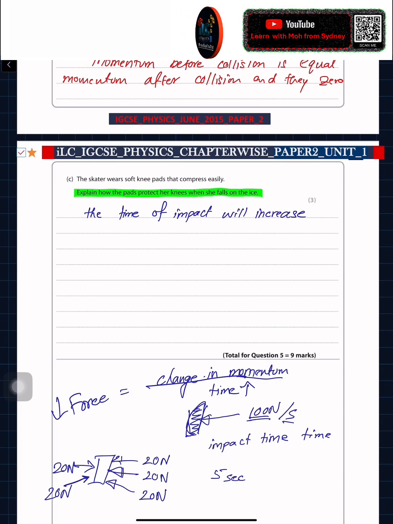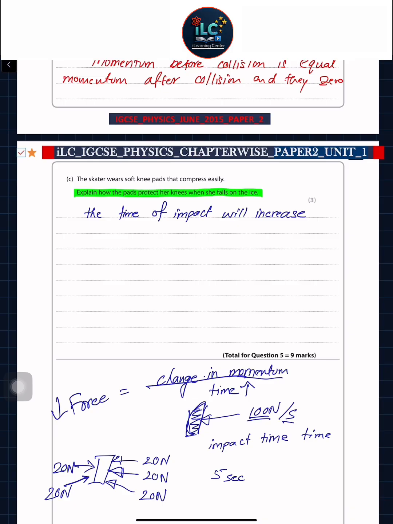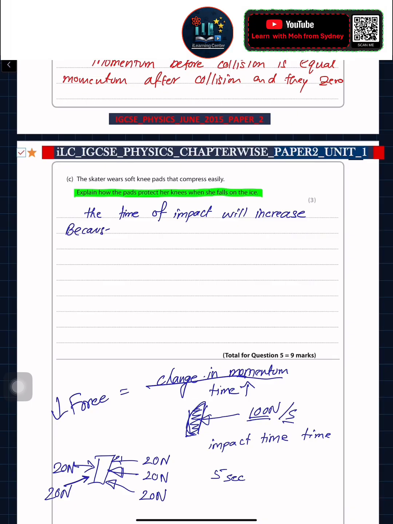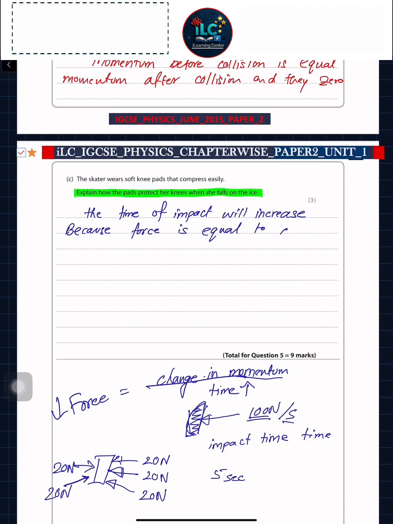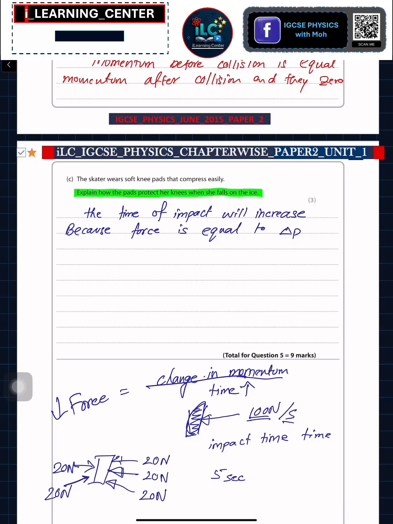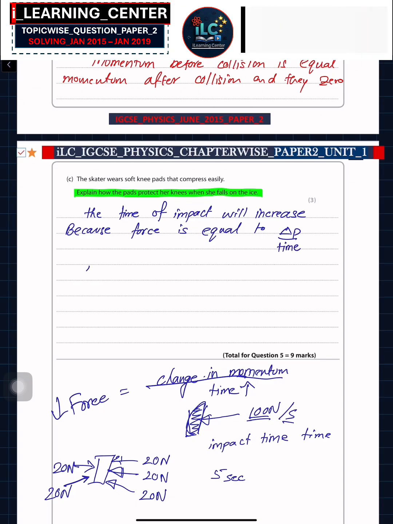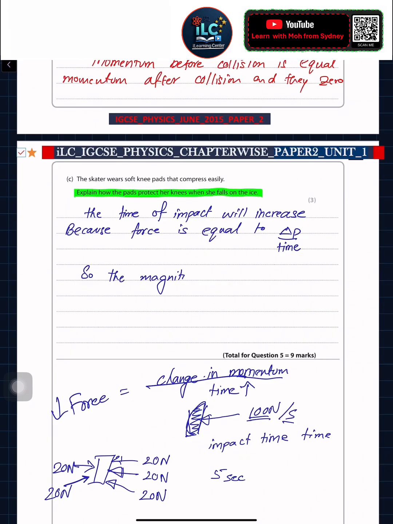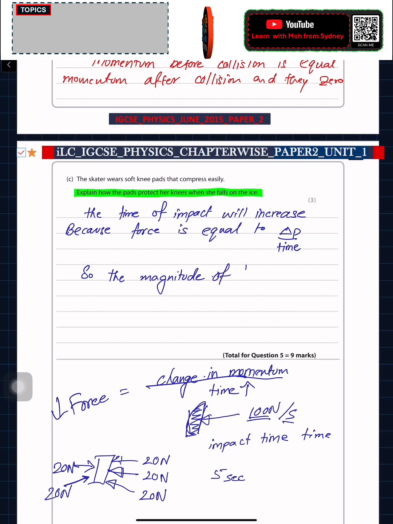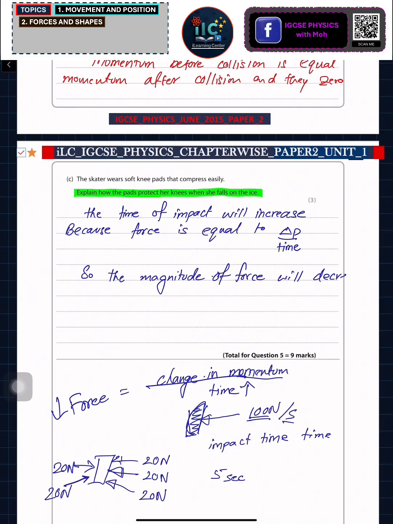and then we'll refer to this formula, because force is equal to change in momentum by time. So the magnitude of force will decrease, and that's how we save our bones from crushing.